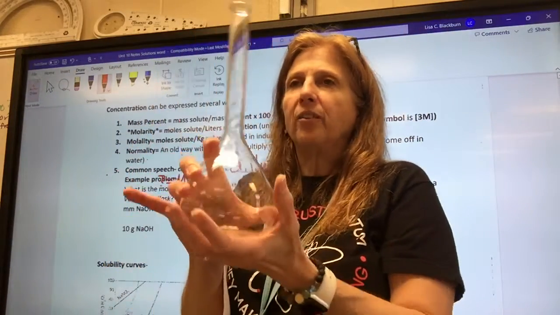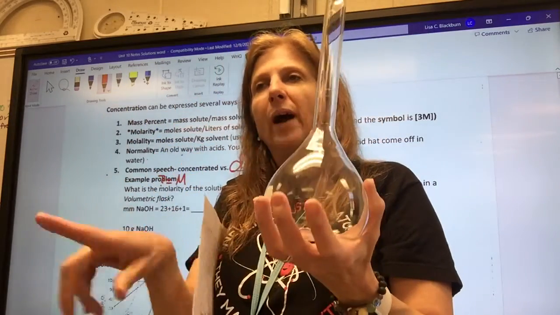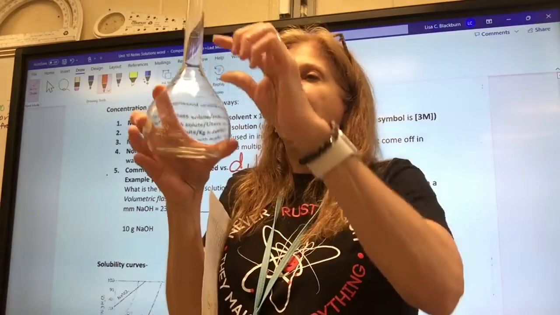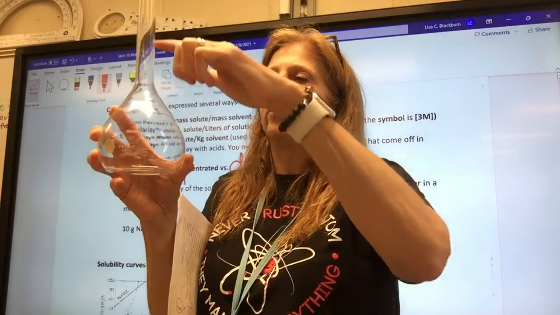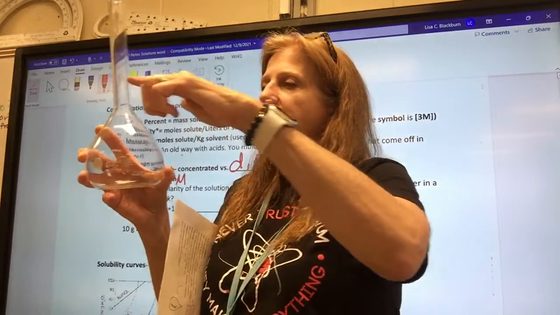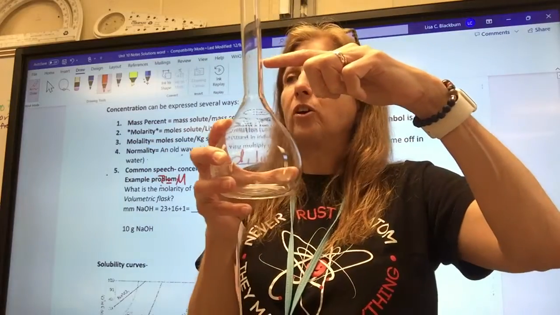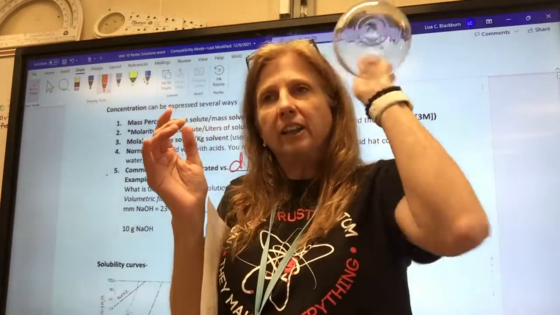And then I would put this on the scale and hit tare. Then I'd add the sodium hydroxide until it weighed the right thing. And then there's one little line on here. This is not like a graduated cylinder that has lots of lines. It only has one. I would fill it up with distilled water until the bottom of the curve, the bottom of the meniscus, touches that line. I'd put a lid on it and shake it.